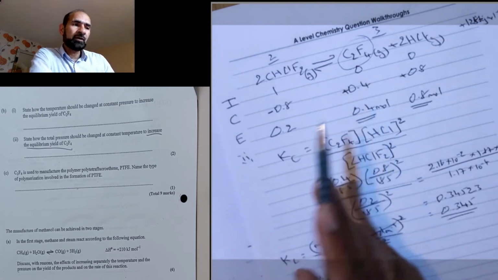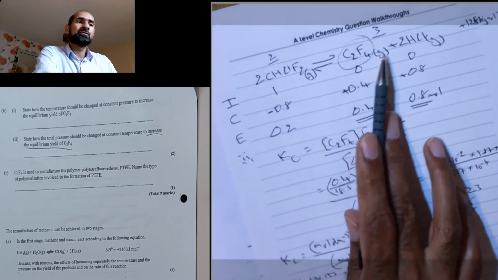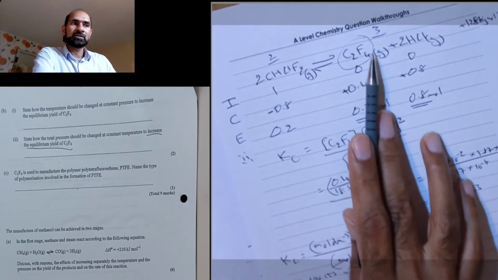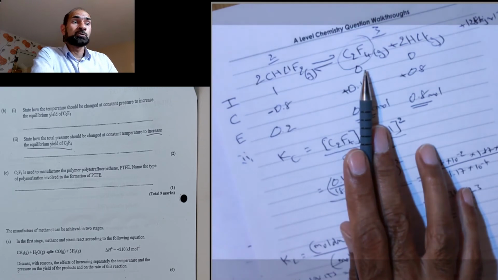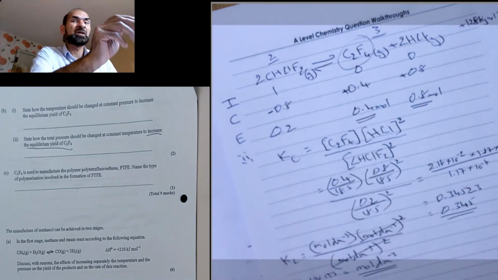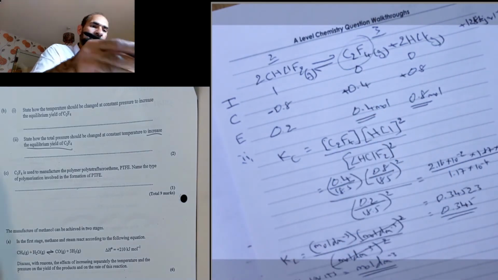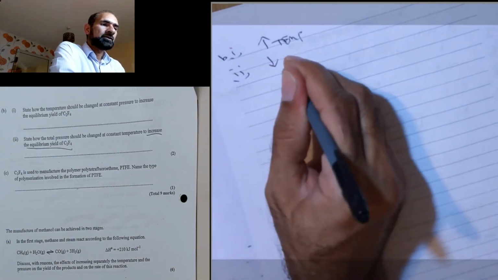How can I increase it? By moving from left to right to give you more moles. And of course, that way it will give us more tetrafluoroethene. So that means I need to decrease the pressure, so I want it to move that way. So the answer to that question is decrease the pressure.